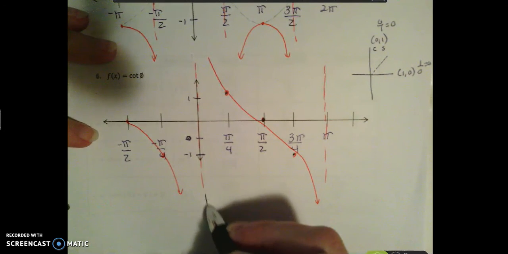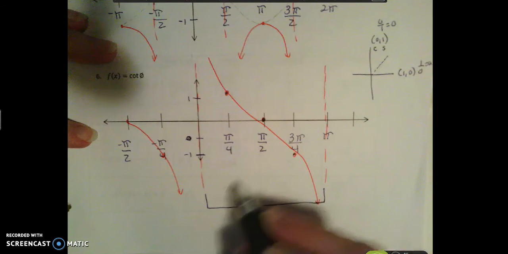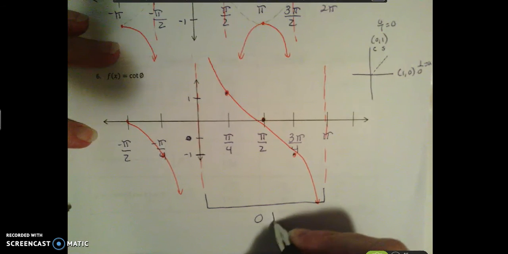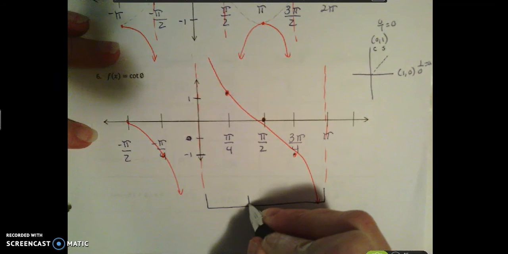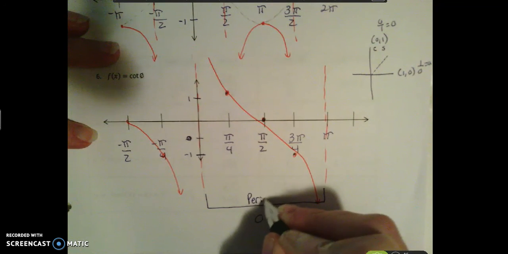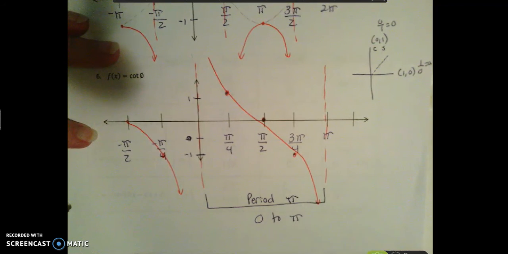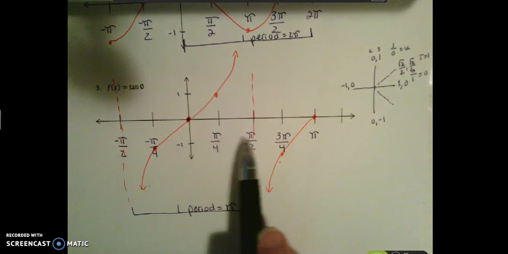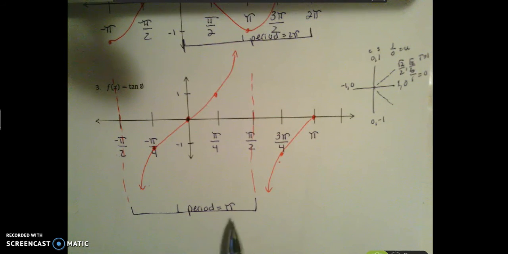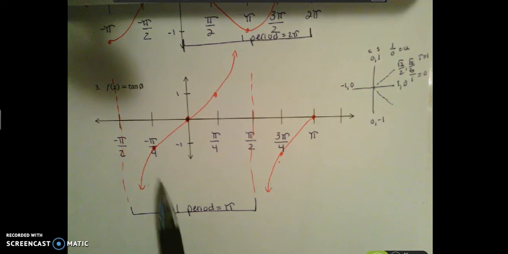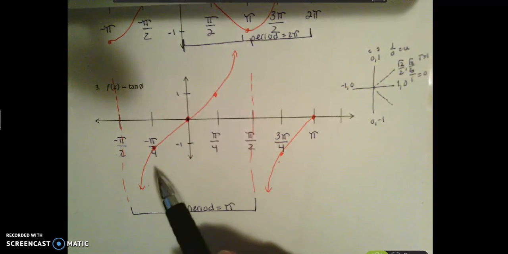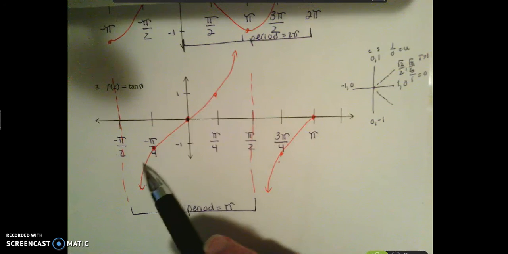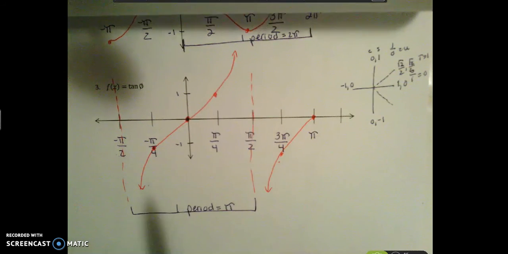Another difference is the cotangent curve starts at 0 and goes to pi. It goes from 0 to pi. So it has a period of pi, okay? But the tangent curve goes from negative pi over 2 to pi over 2. It also has a period of pi. So you have to just keep this in mind. The tangent curve will always cross the y-axis unless I have transformed it in some way.